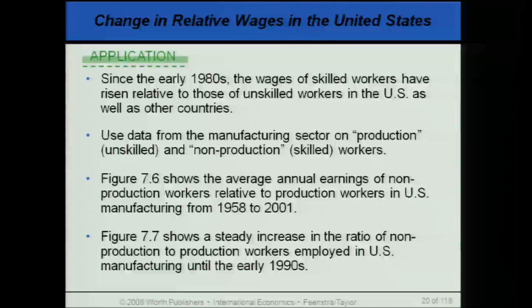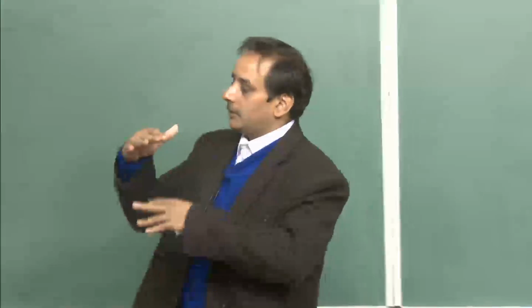But for US it seems that from the early 80s the wages of skilled workers have risen relative to those of unskilled workers in the US as well as other countries. Now, this is a phenomenon which you can see in the developing countries also. From the 80s the inequality of income has gone up, but it is also true that in the US this inequality has gone up.